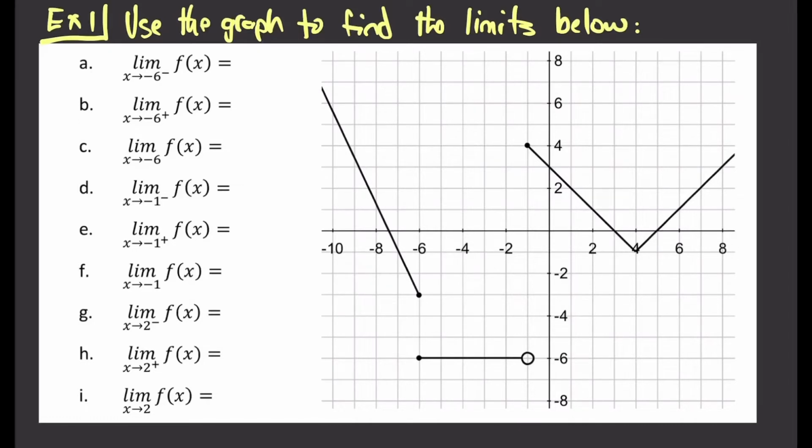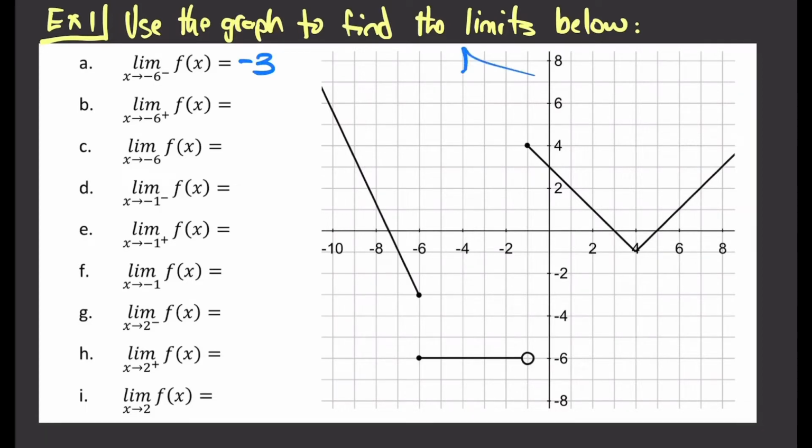So visually, here's what we're doing. You follow the graph until we get to negative 6, and we're coming from the left. So I'm doing this. And then when I get here, I look at the y value that that's pointing to. So that would be a negative 3. Well, that just means that my limit of f of x as x approaches negative 6 from the left is negative 3, because that's what I'm pointing to when I approach from the left.